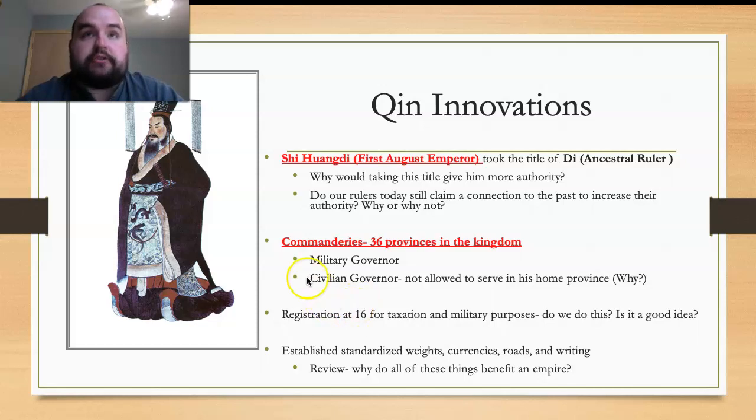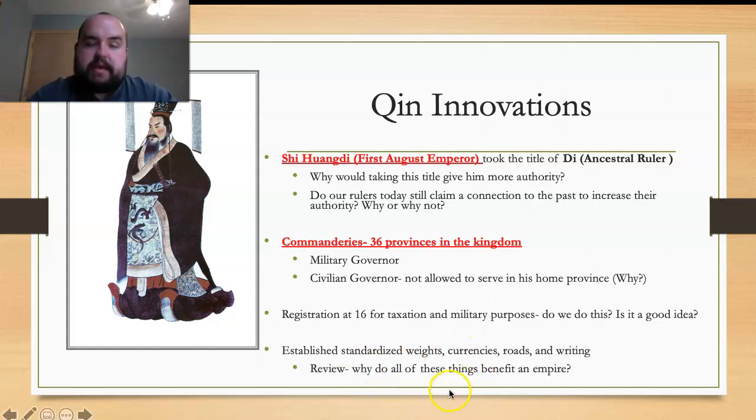This dynasty was also quite efficient in attempting to register everyone at the age of 16 for taxation and military purposes, ensuring that you always had easy access to a strong military and knew who all you could tax in order to get profit for your government. Finally, this dynasty also was quick to establish standardized weights, currencies, roads, and writing systems throughout all of China.